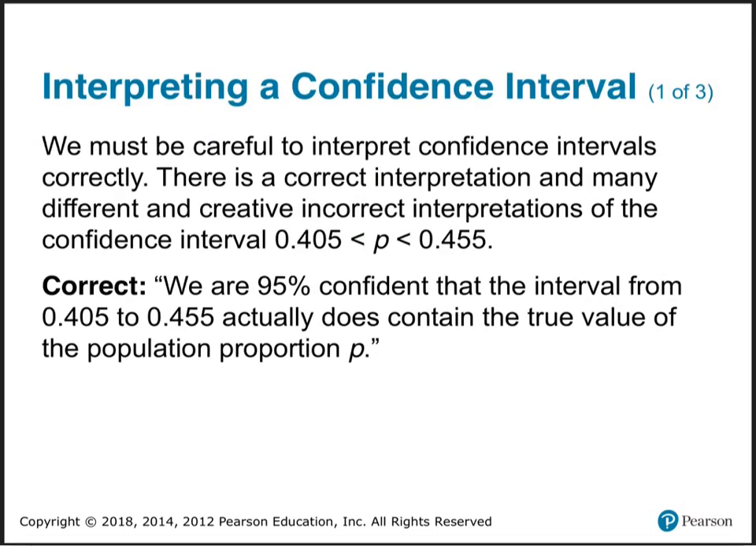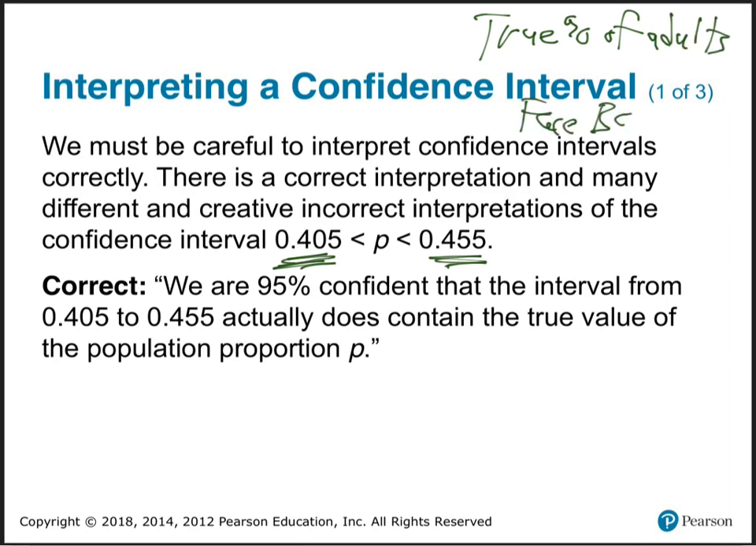Now, interpreting a confidence interval. What does it mean? Say you come up with the interval 0.405 to 0.455. Remember, we're trying to estimate the true percentage of adults that have a Facebook page. What is it really? There's some true percentage of all the adults in the world, or maybe in the United States, and we're doing our best to get at the truth.